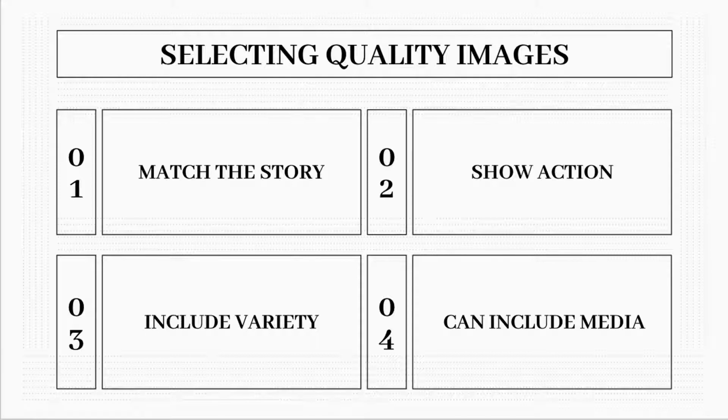So what's an overview of selecting quality images? What are the main things you should keep in mind? You want to 1. Match the story. 2. You want to show action. 3. You want to include variety. And 4. You can include media, which makes it interesting.